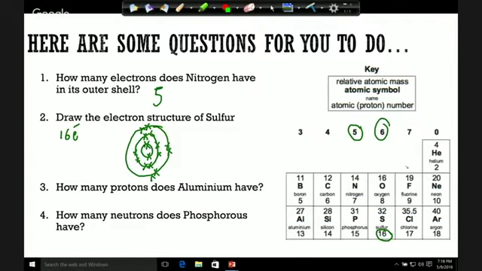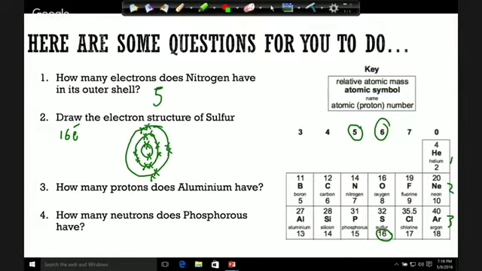I'll just add as well that the period tells you how many rings you need to draw. So this is period 1. It only contains hydrogen and helium. So that's why it's a bit confusing for some people sometimes. Some people start counting that that's period 1. It's not. This one is. So that's period 1, 2, and 3. So sulfur has 1, 2, 3 rings.